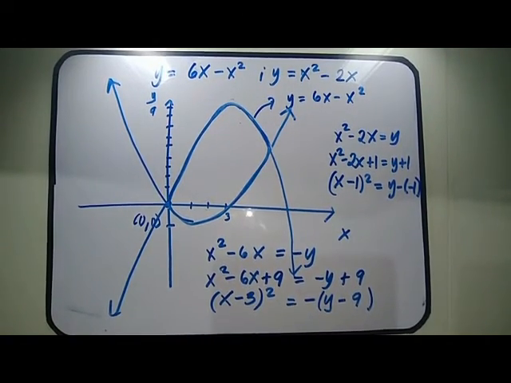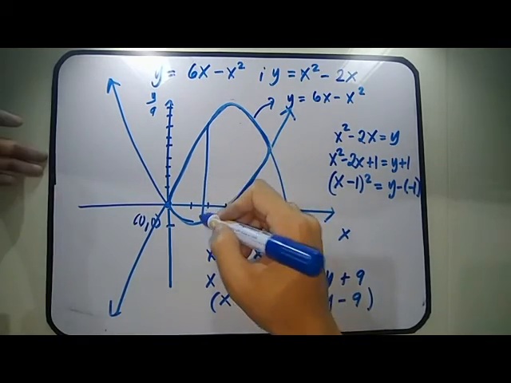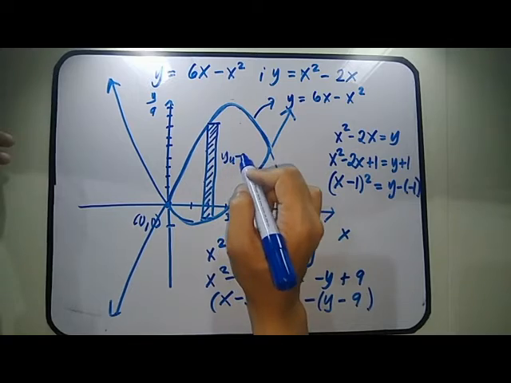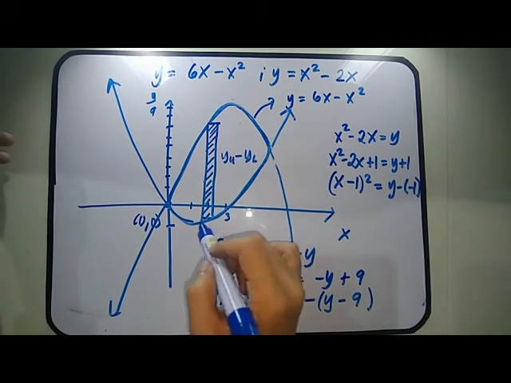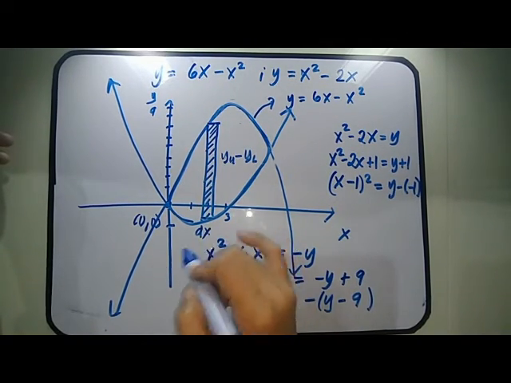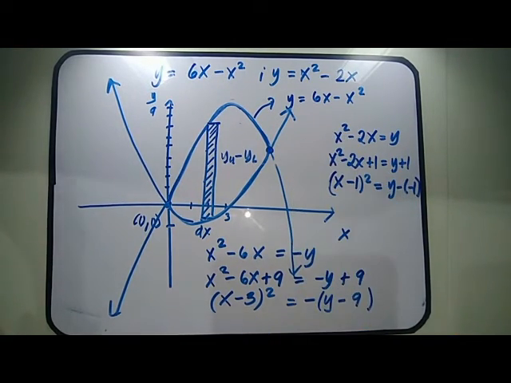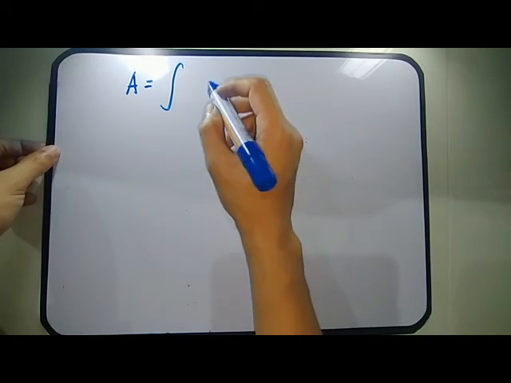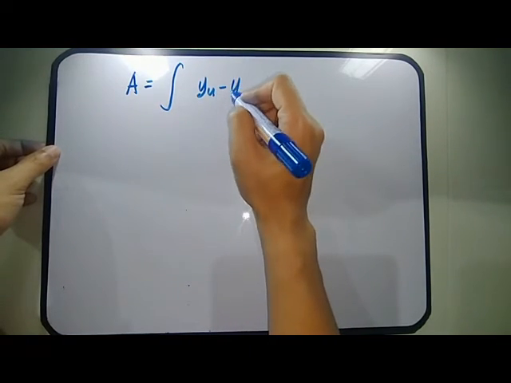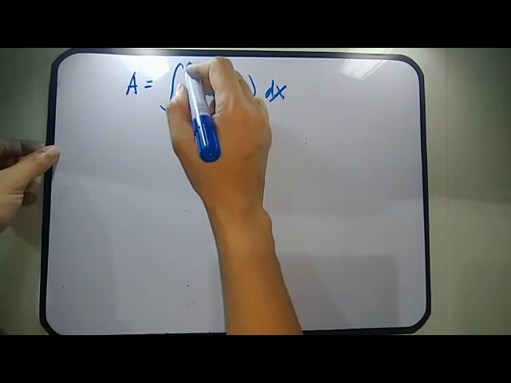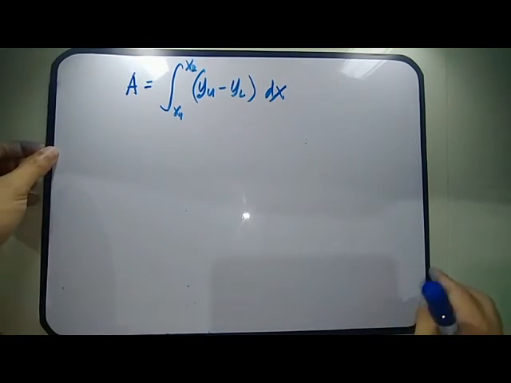So the rectangular strip can be horizontal or vertical, but the easiest way to solve this is to get a vertical rectangular strip. So it touches both curves. So this is y upper minus y lower. Your width will be differential of x. So same concept. Your differential of area is length times width. So A is equal to the definite integral of y upper minus y lower, differential of x from x sub 1 to x sub 2.